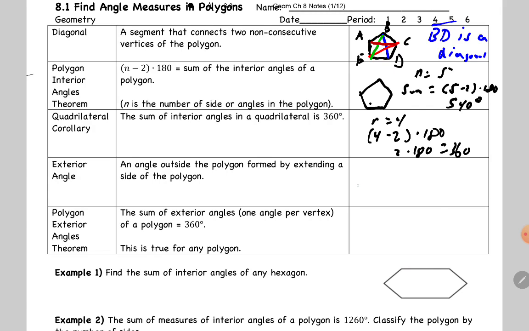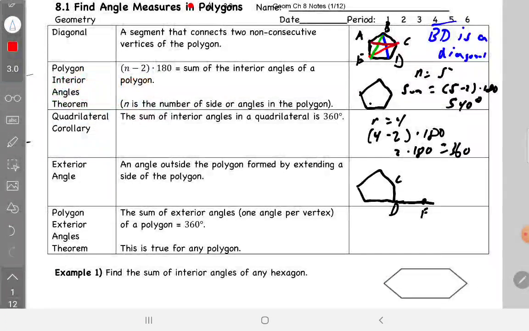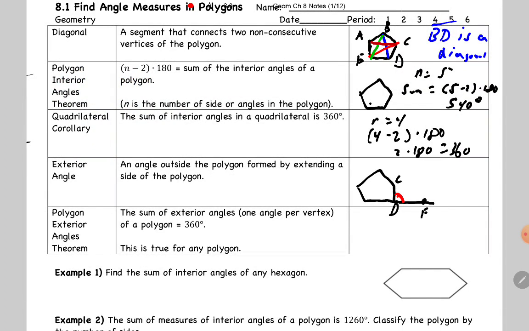And an exterior angle is the angle shown here. If you extend one of the sides of your polygon, C, D, let's call this F, the exterior angle would be this red one right here. It's on the outside of the object. So I would say angle C, D, F is an exterior angle.